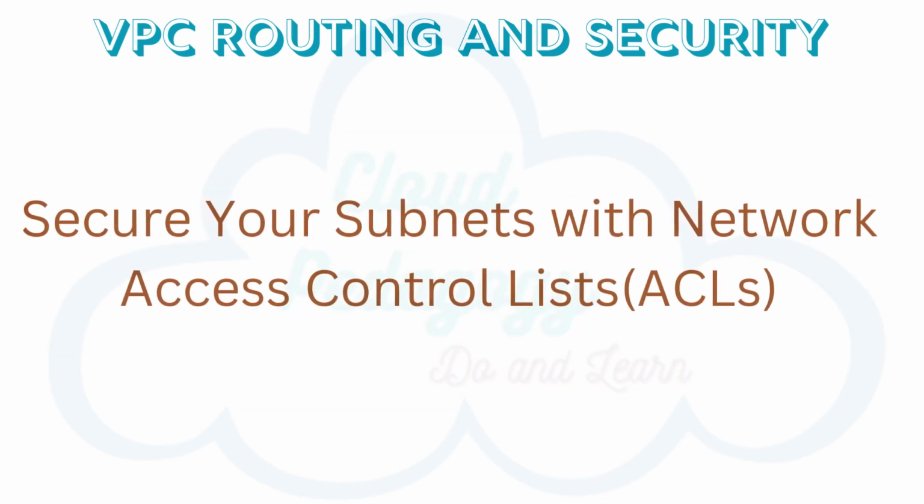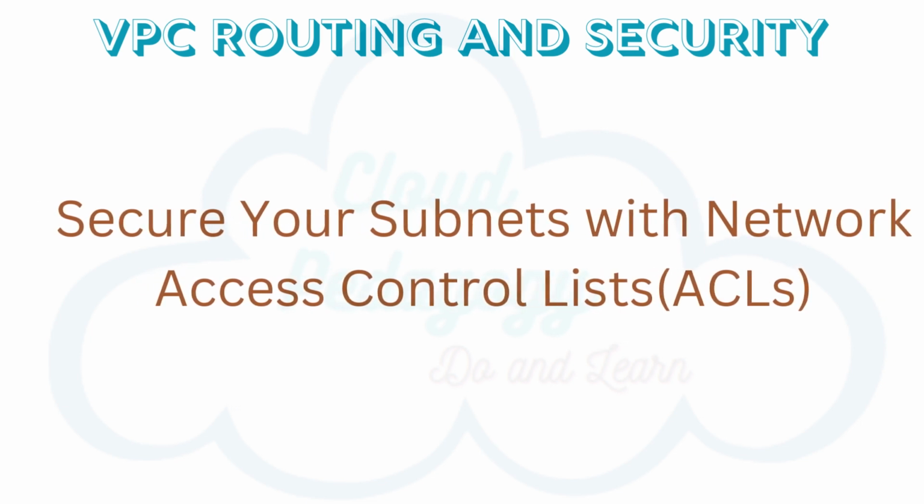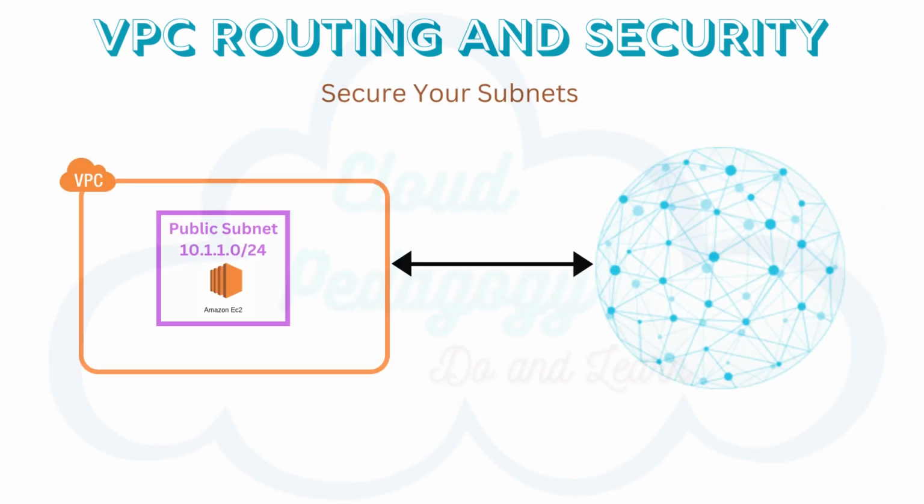Now we will see how to secure your subnets with network ACLs. Now we have a complete network that enables internet traffic flow to our public subnet. But how do we know it's secure? Well, at the base level, we know that any new VPC is isolated from internet traffic. So that prevents risk.